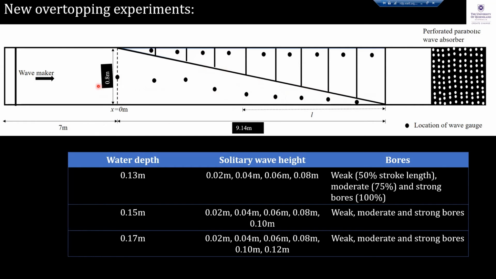These are the test conditions that I did. So we have 3 different still water depths. Each water depth has different wave heights and different bores. Bores are generated as breaking solitary waves, whereas these are non-breaking waves. And as you can see, for bores, I define 3 strengths: weak, moderate, and strong. So weak is when the wave maker is moving only 50% of its stroke length, whereas the strong bore is when the wave maker is moving 100% of its stroke length. So we use these kinds of bores for all 3 different water depths.